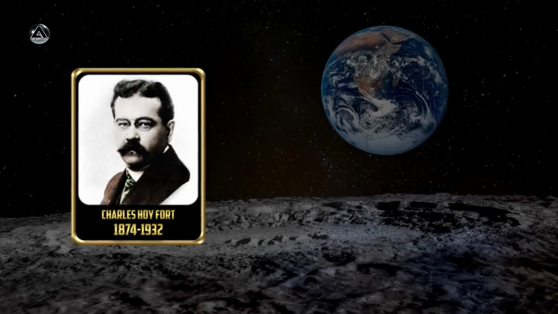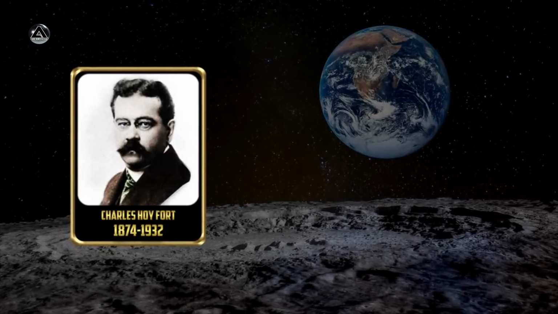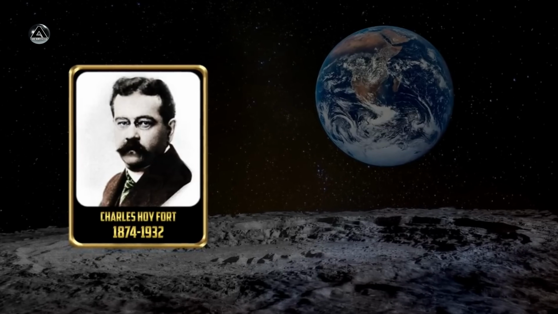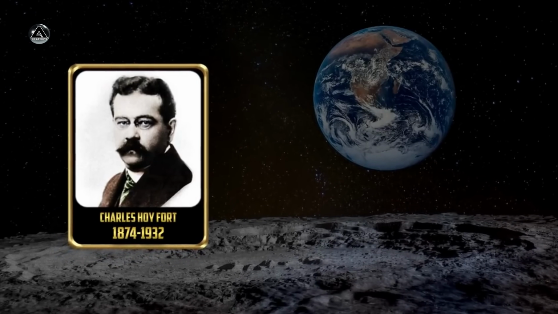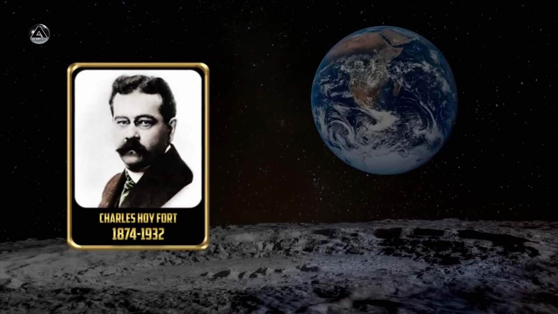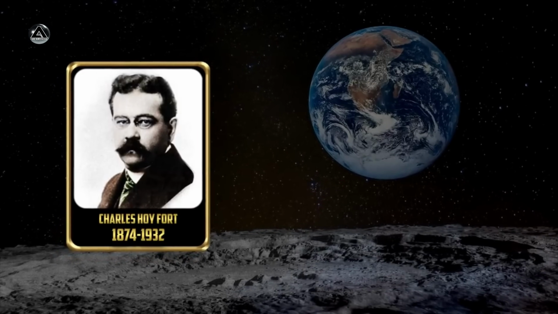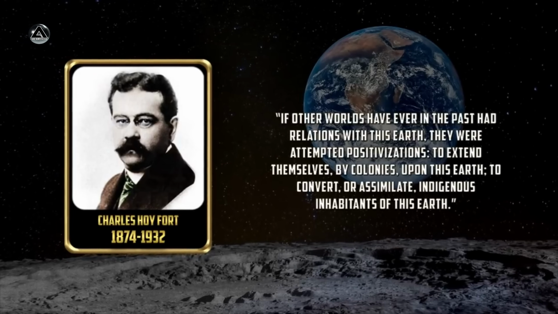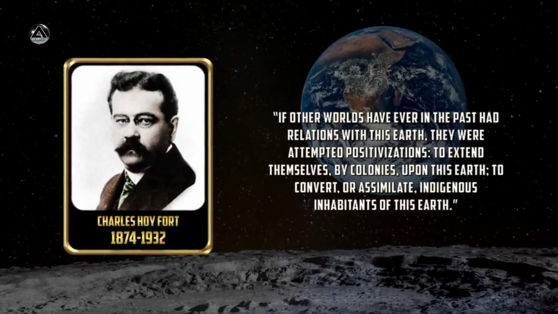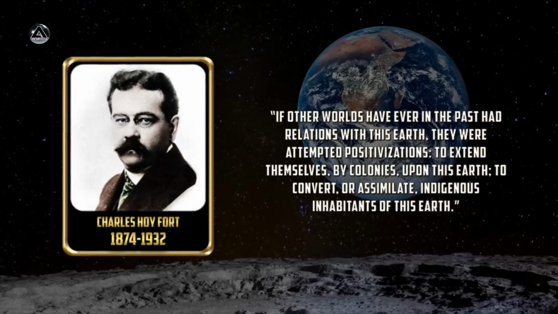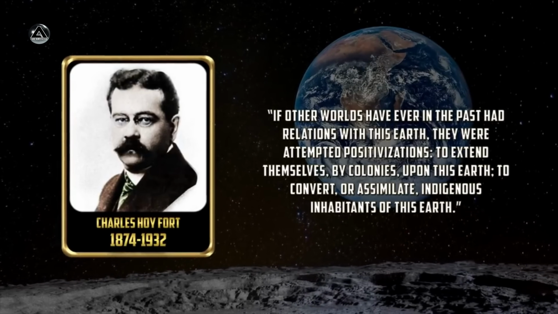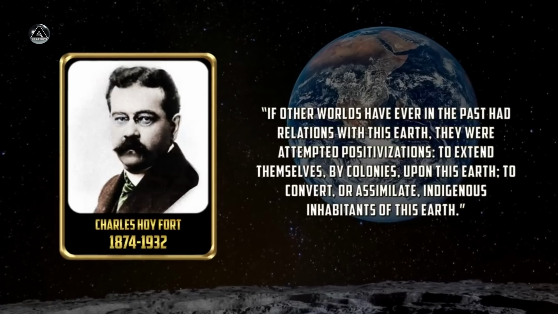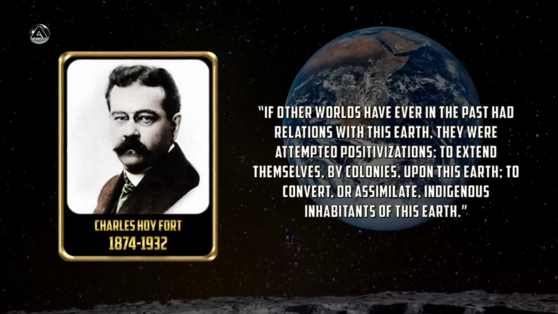Charles Hoy Fort was an American writer and researcher into anomalous phenomena. Today, the term Fortean is used to characterize various such phenomena. In his work, Book of the Damned, published in 1919, Fort wrote, quote, "If other worlds have ever in the past had relations with this earth, they were attempted positivizations to extend themselves by colonies upon this earth, to convert or assimilate indigenous inhabitants of this earth."